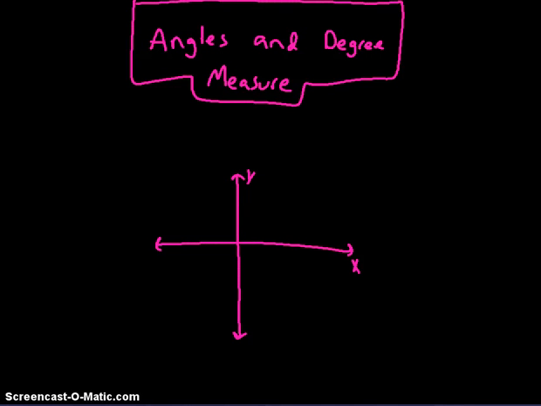Angles and degree measures. First of all, an angle looks something like this. This is our initial side, where it all starts. We also have a terminal side, terminal being where it ends.